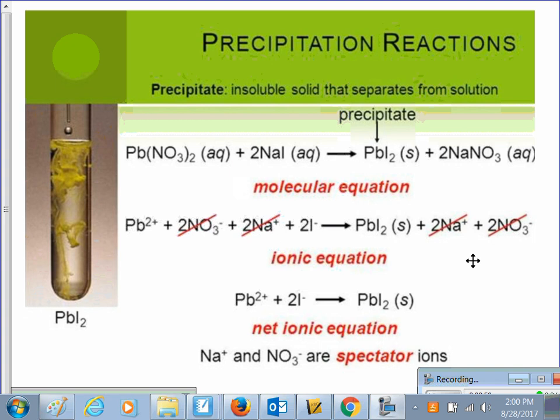So once you cancel out your spectator ions, you're left with the overall net ionic equation. Here's what happened in this reaction. This is the stuff that's important. This is the big change that I saw. So your lead 2 ion did not get canceled. Neither did your iodide ion. So that stays, and that formed the solid insoluble precipitate lead 2 iodide. And this last equation right here is your net ionic equation. It includes any reaction species that are not spectator ions.